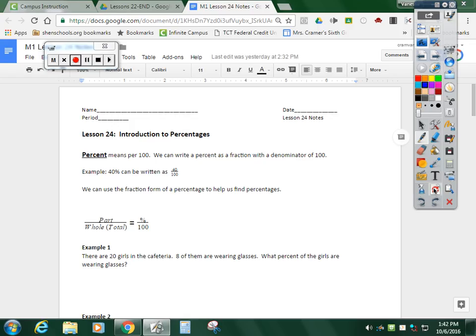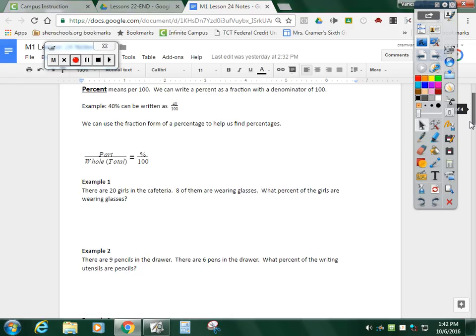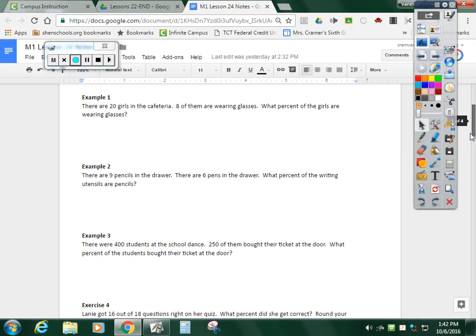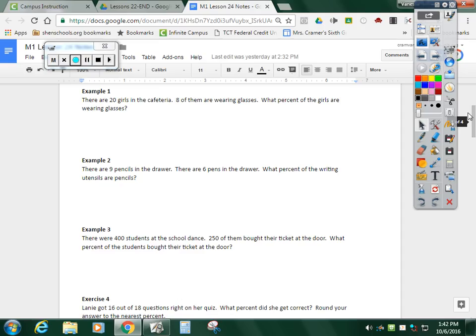I'm going to scroll down so I have all of the examples on my page. Example 1. There are 20 girls in the cafeteria. 8 of them are wearing glasses. What percent of the girls are wearing glasses?